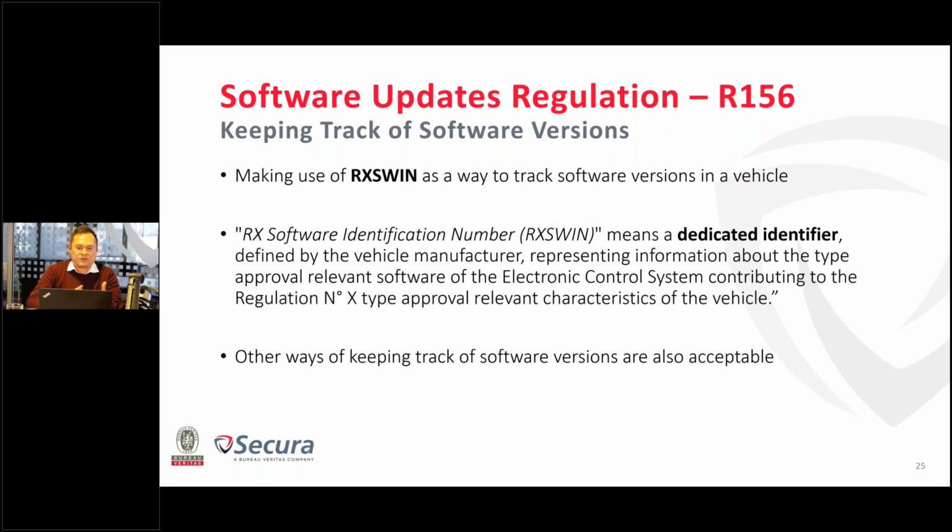When we talk about keeping track of software versions, basically what is needed is that the vehicle manufacturer, the OEM, has in place a way to keep track of different versions of software, both old as well as updated software versions, including, of course, also a summary of changes, a link between those software versions and particular ECUs, particular vehicles in the field, and also a link between the software versions and particular regulations.